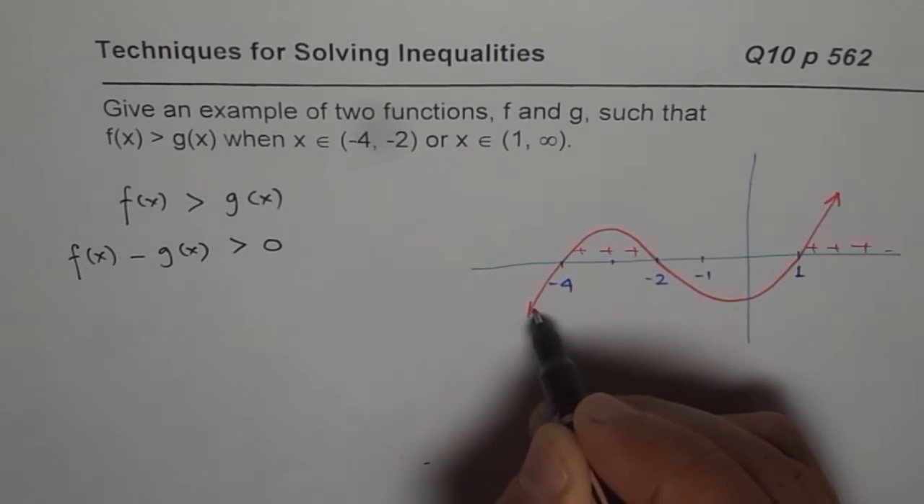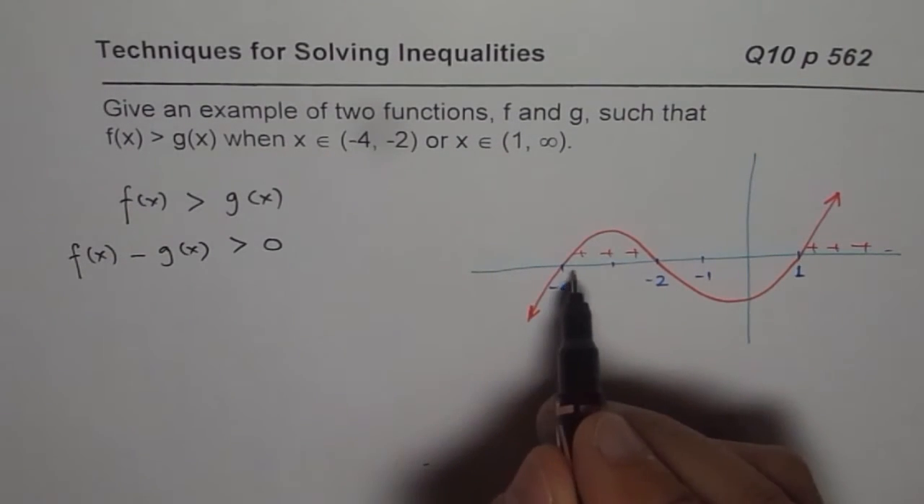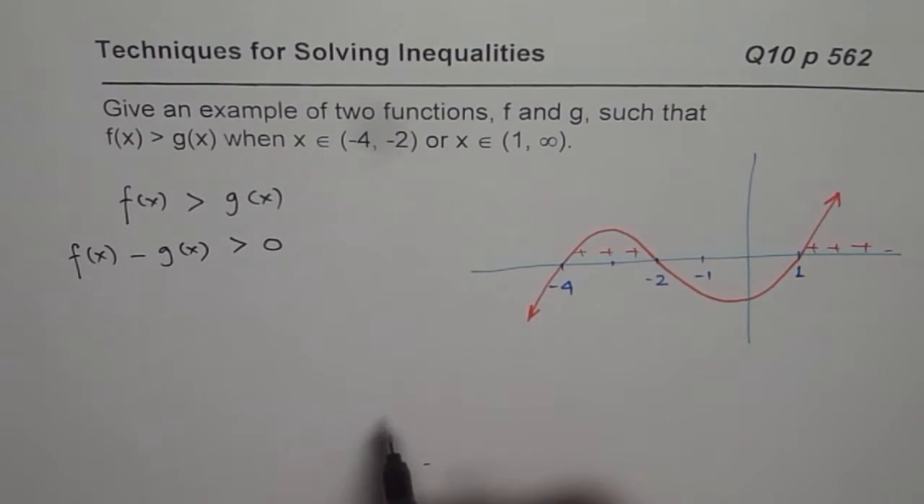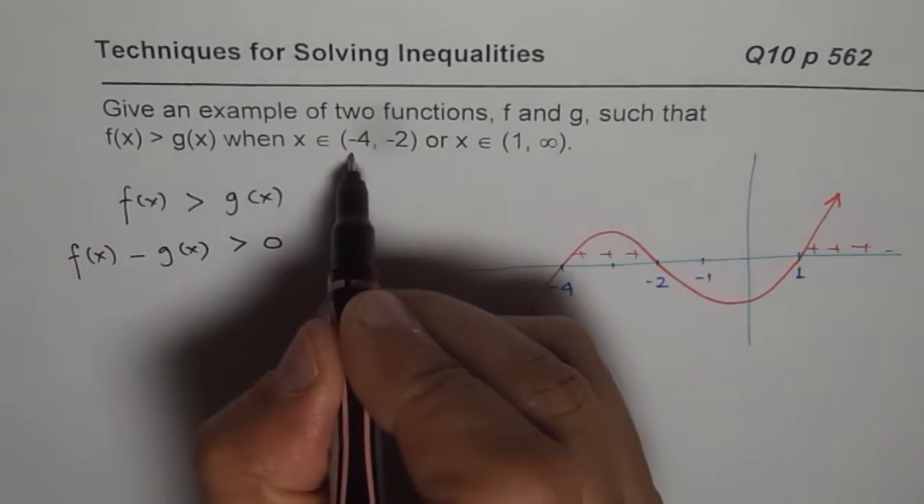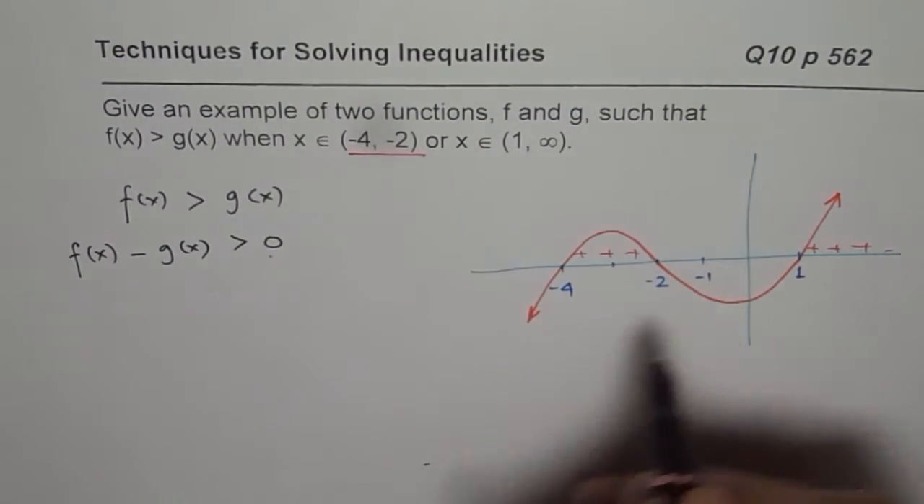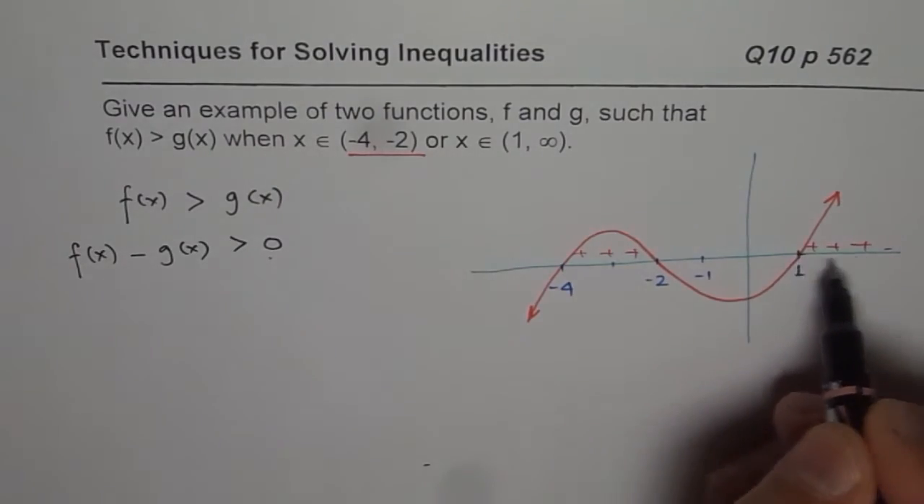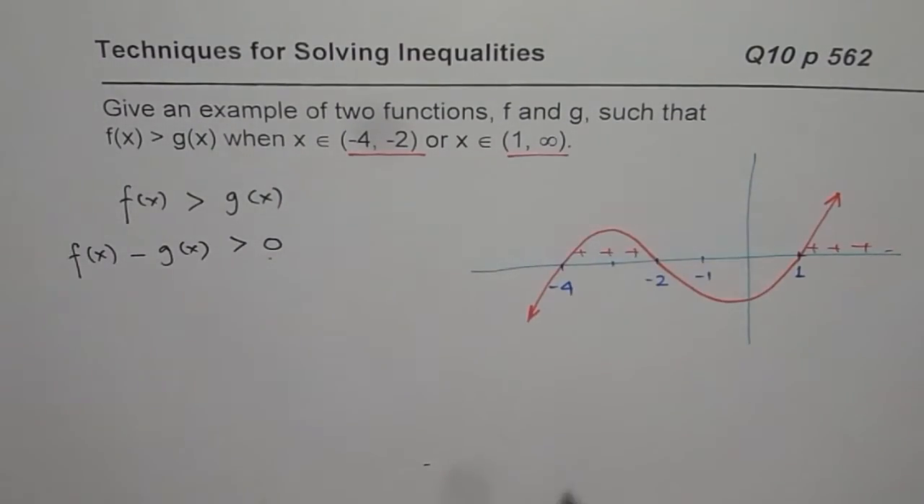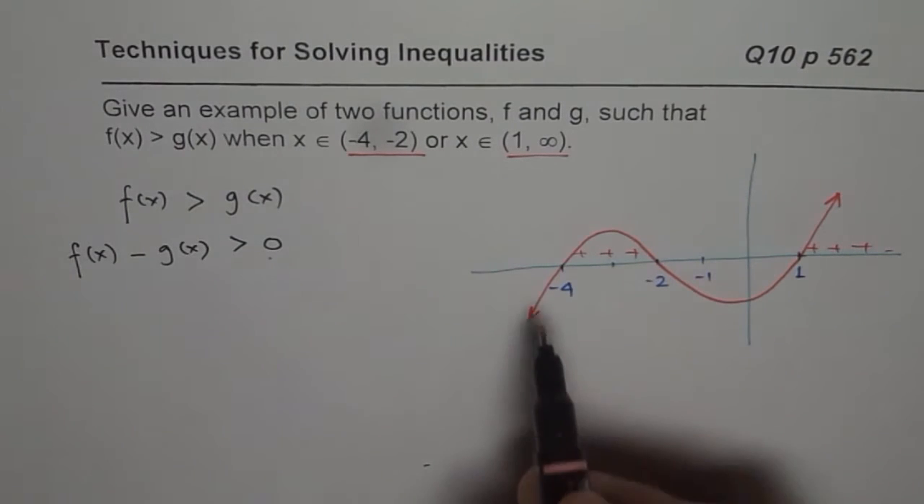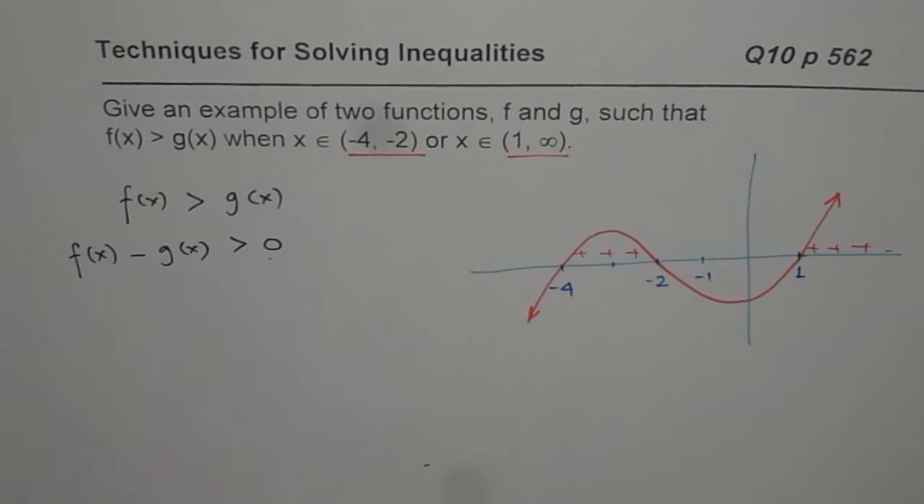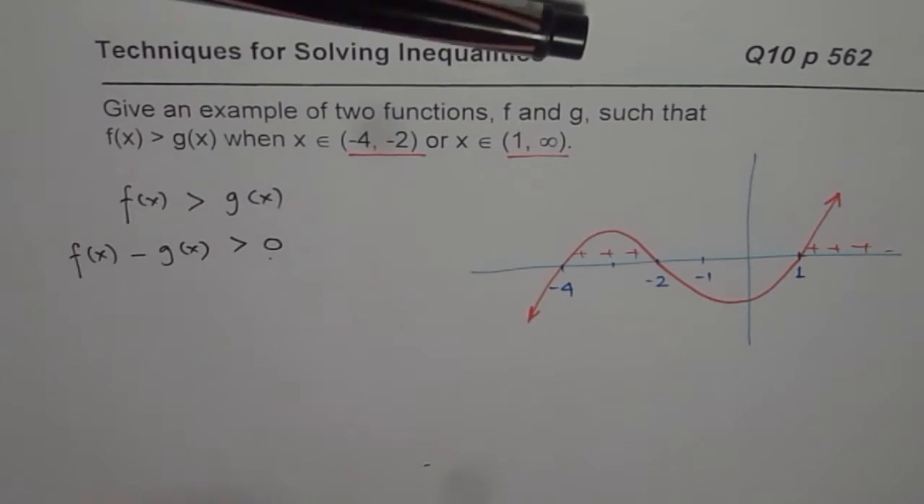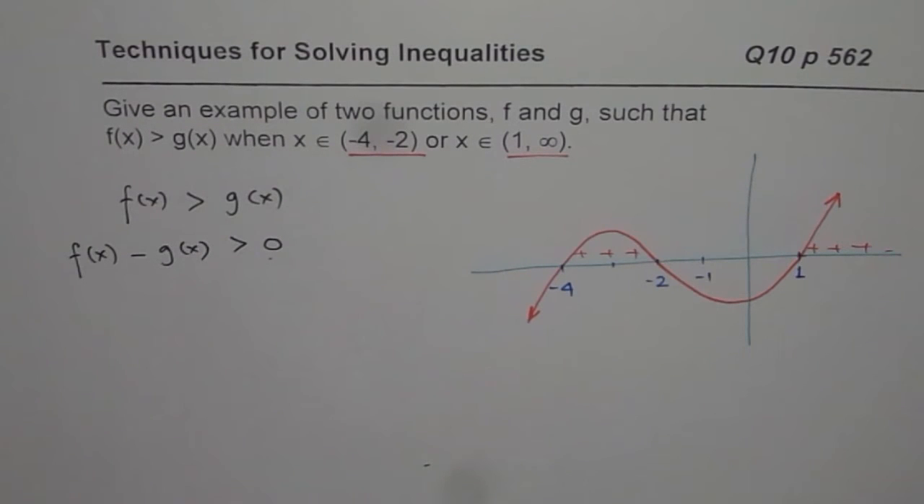So this particular cubic function, you can see, is positive from minus 4 to minus 2. That means in this period it is 0, and thereafter after 1 also it is positive. So it satisfies our criteria. Now if I write down the equation of this graph, then my job is done. That is the whole idea.